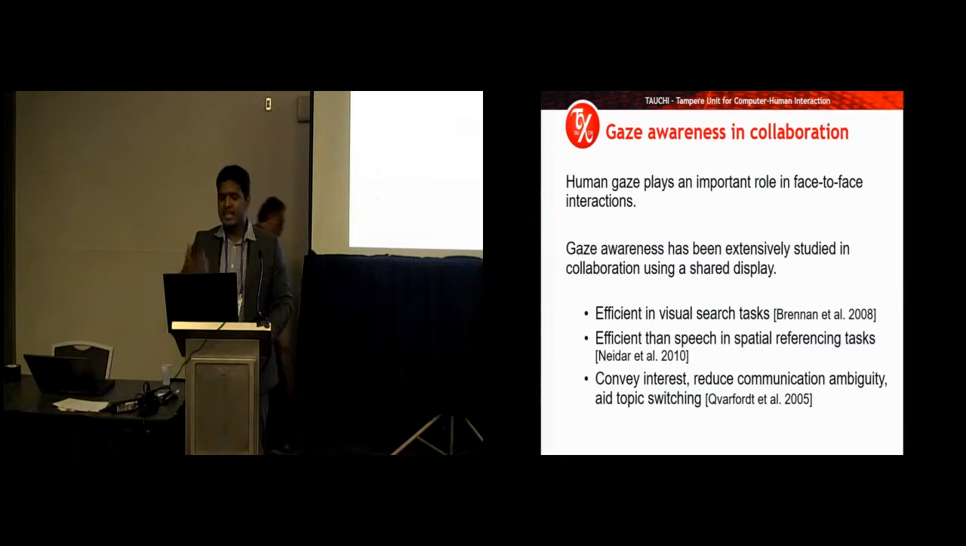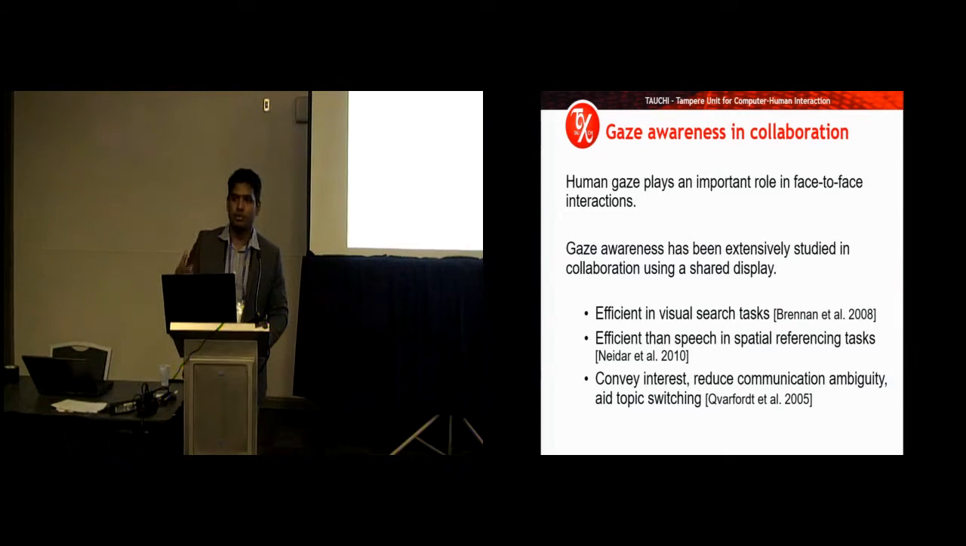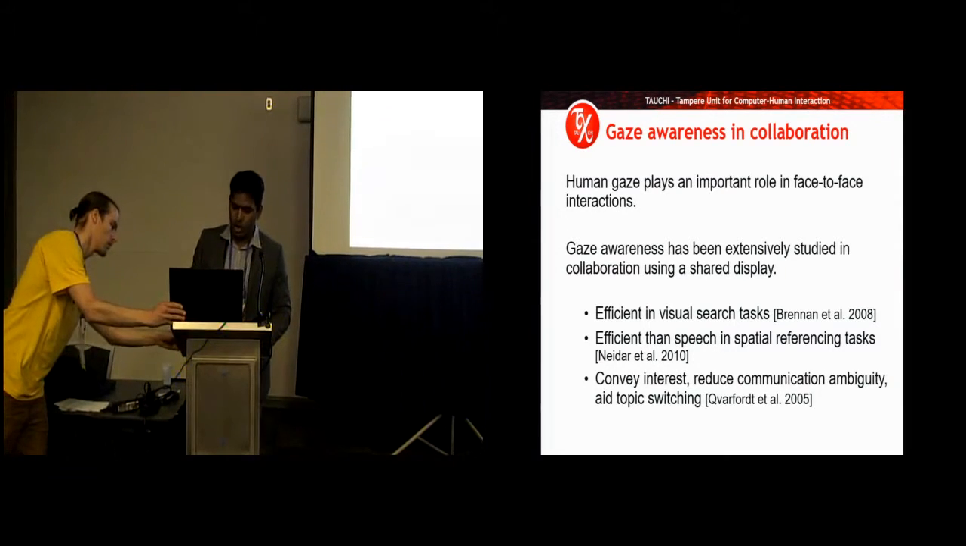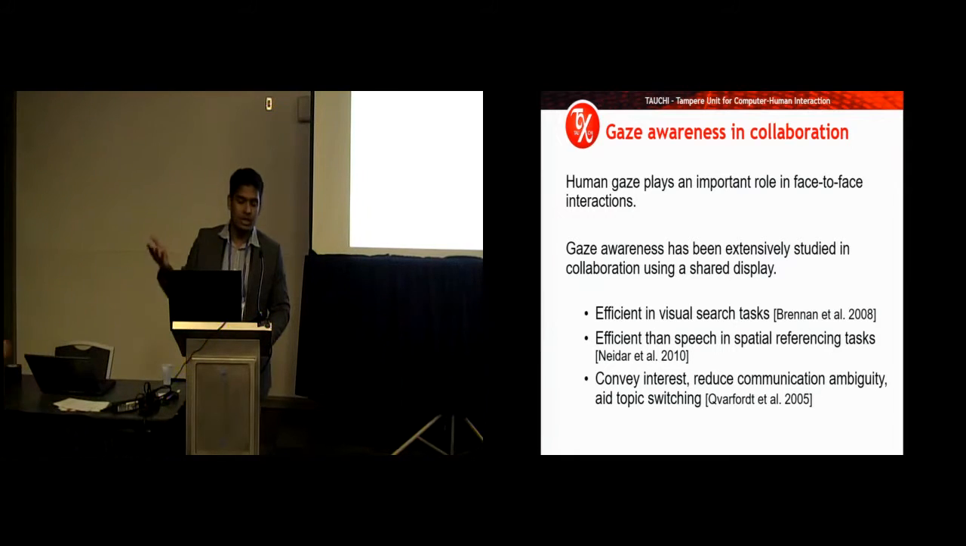So taking inspiration from that, a lot of previous research has looked into how gaze could be used in remote collaborative settings. For example, when you're collaborating using a shared display, showing the gaze of the remote participant could be used. For example, Brennan and others found that in a visual search task, it's faster than simply collaborating by voice. And Nadar and others found that for spatial referencing tasks, conveying gaze of the remote participant is more efficient than speech.